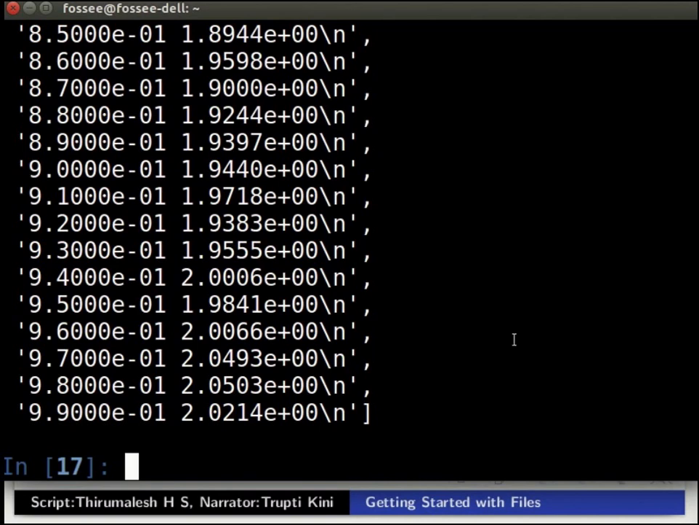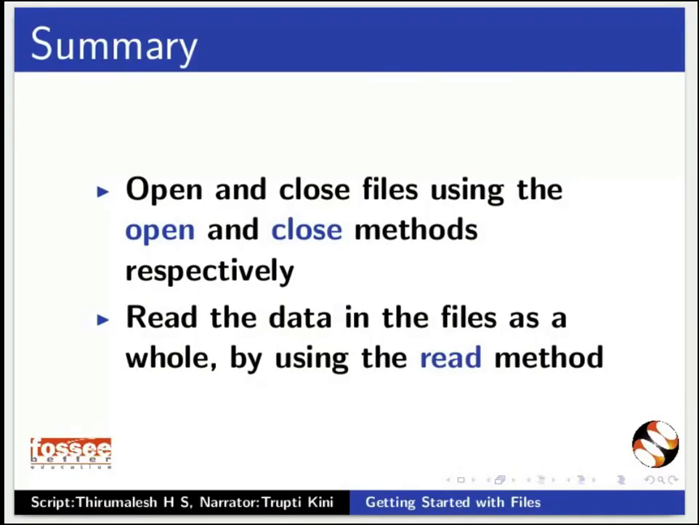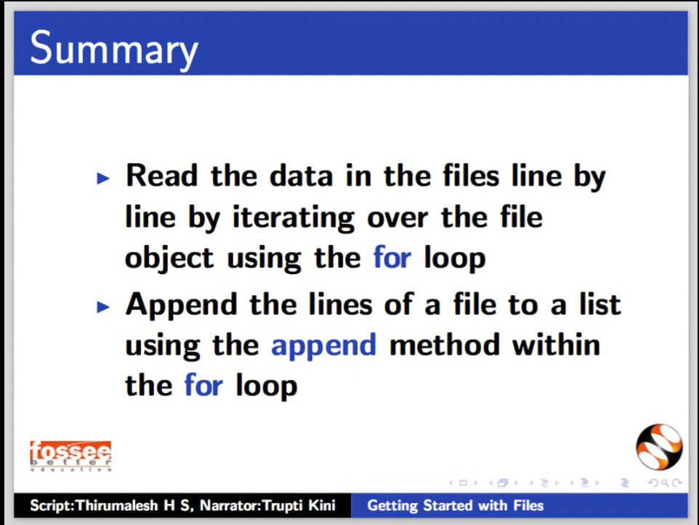This brings us to the end of this tutorial. In this tutorial, we learn to open and close files using the open and close methods respectively, read the data in the files as a whole by using the read method, read the data in the files line by line by iterating over the file object using the for loop, append the lines of a file to a list using the append method within the for loop.